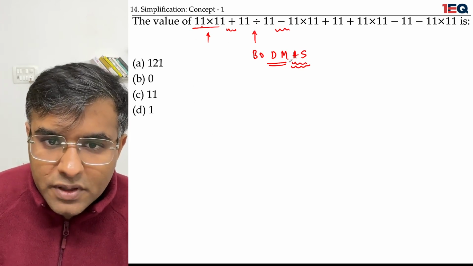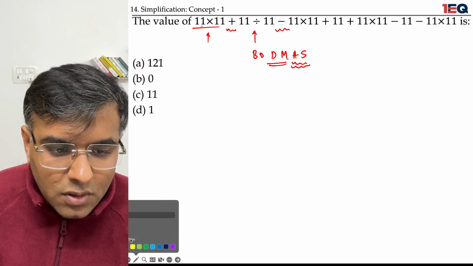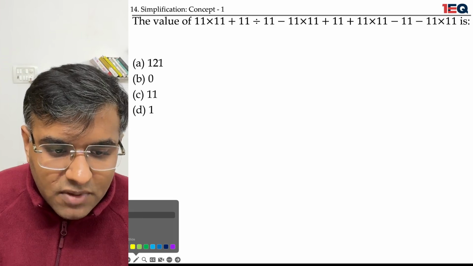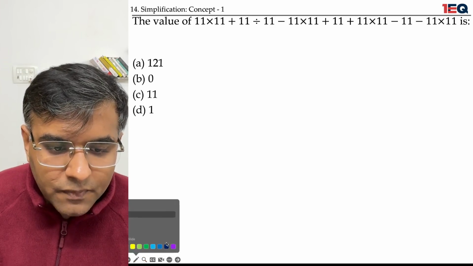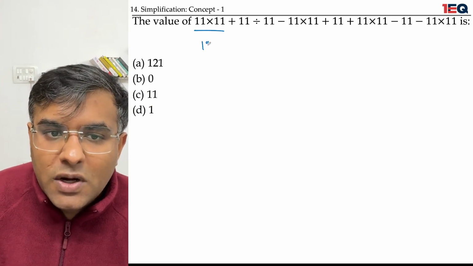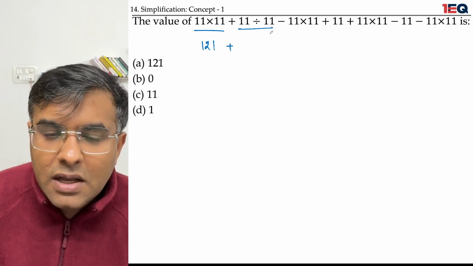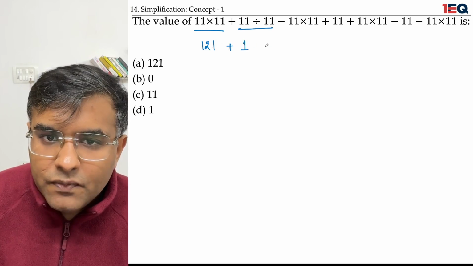So what I'm going to do over here is rub it off so as to help you see where I'm coming from. Just give me a moment. Okay. So 11 multiplied by 11 is 121. The square of 11 is 121. I'll use the simple plus sign. 11 divided by 11 is 1.